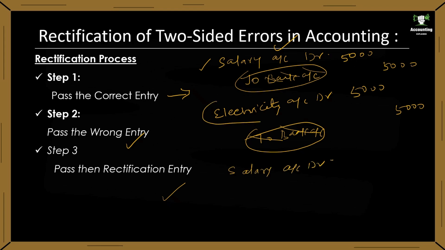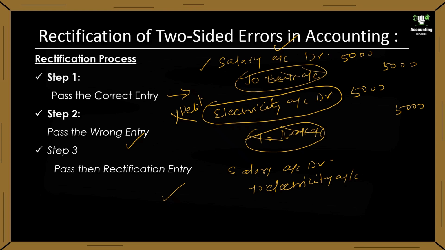Here electricity is debited, which is a wrong debit. How to cancel the wrong debit? By crediting it to the electricity account. Okay, 5,000, 5,000. This will be a rectification entry. This is the process which we are going to follow.